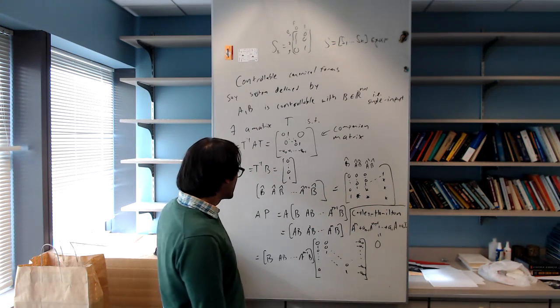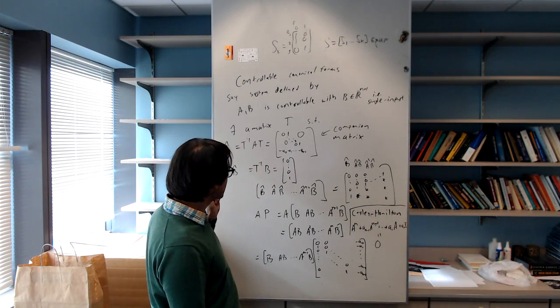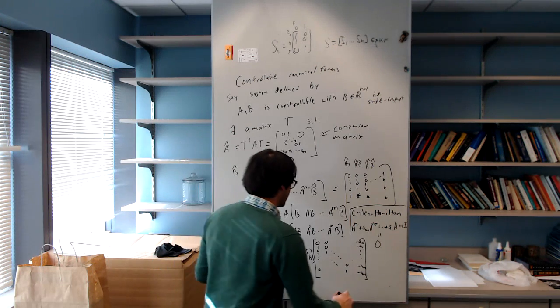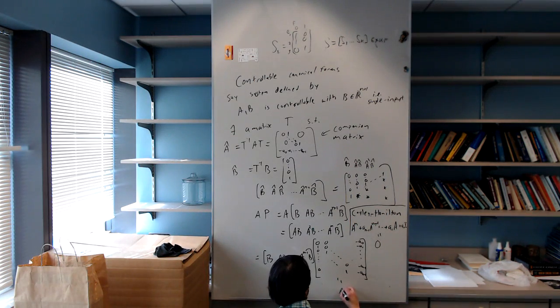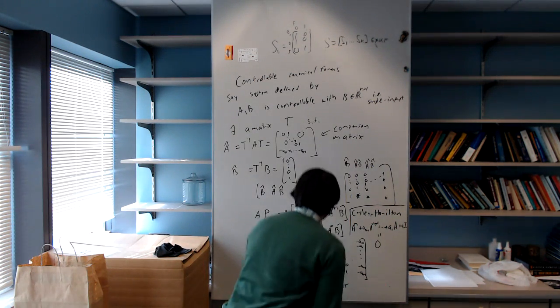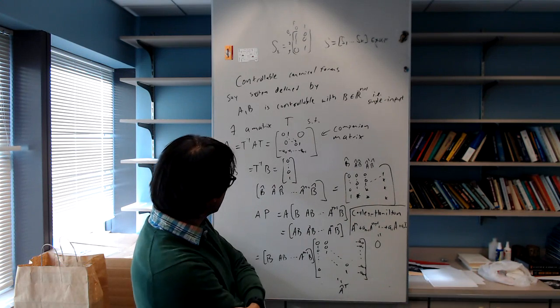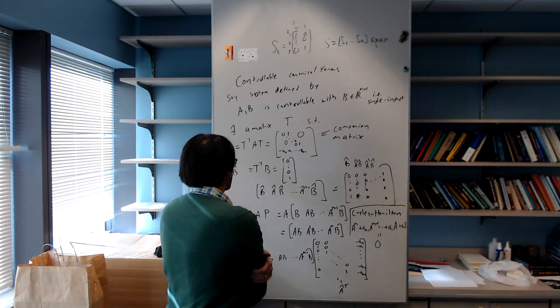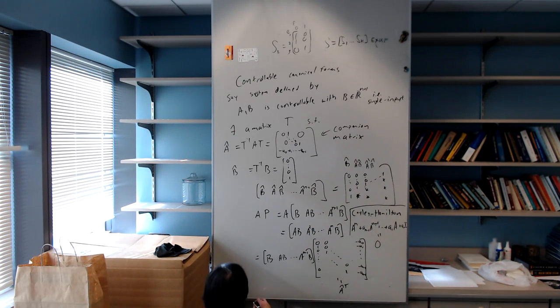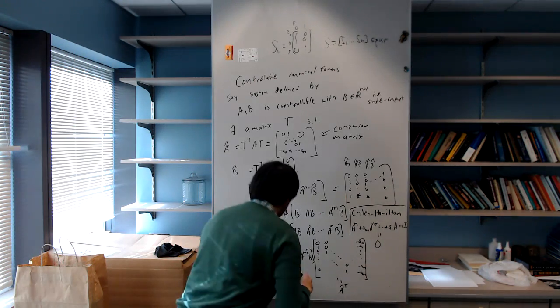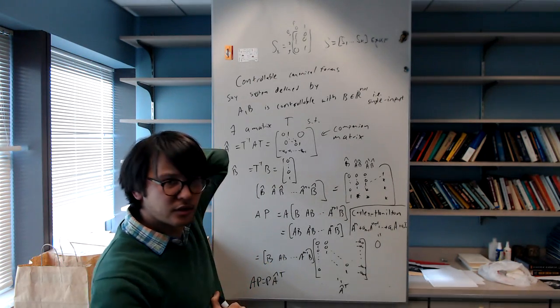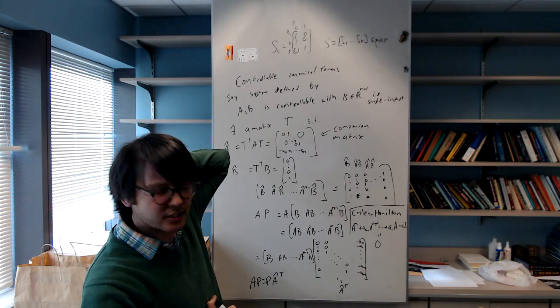All right? And so the thing that is interesting about this, so this thing is just equal to A hat transpose, is that you notice here that we can summarize this as AP is equal to P A hat transpose. Cool.